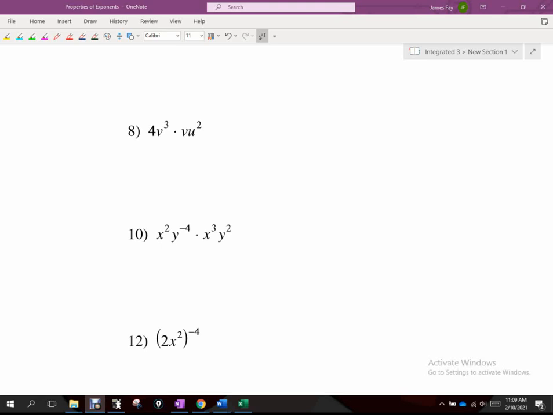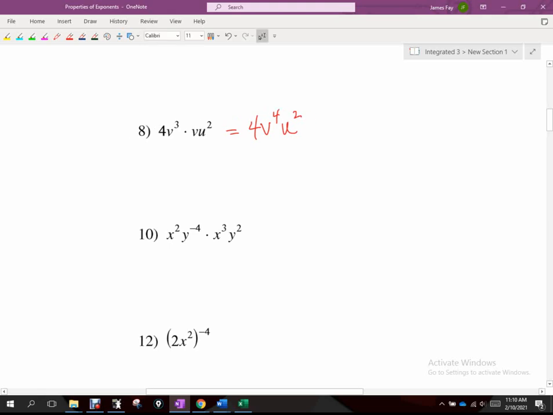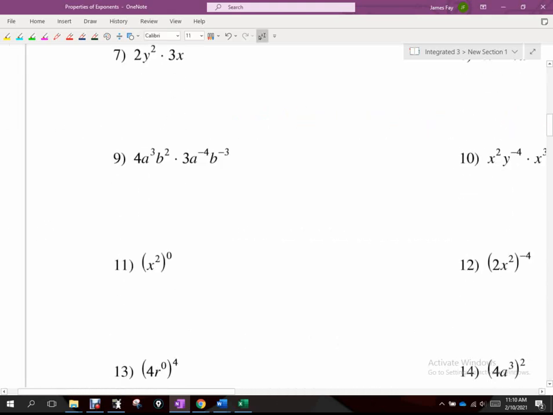Do question 8. All right, so what's the coefficient? 4. V to the 4th? U squared, all right? Do number 9. All right, so we agree that 12 is the coefficient. 4 times 3, right? Okay.